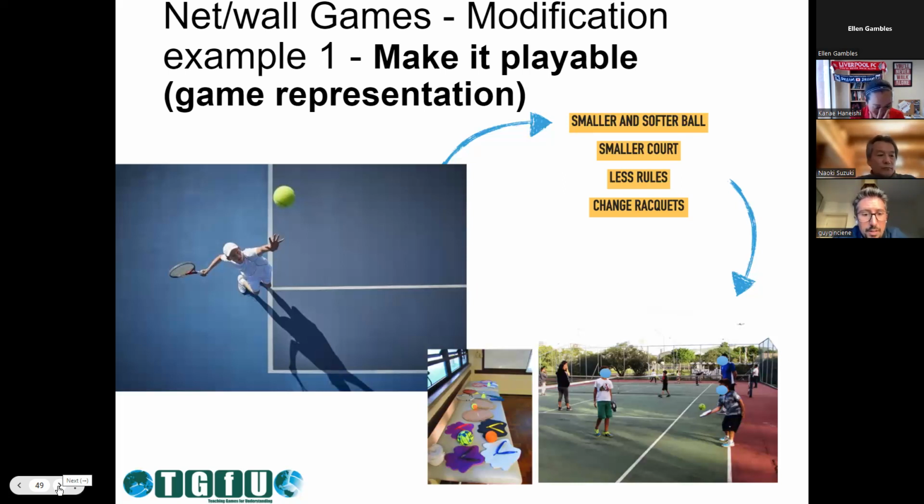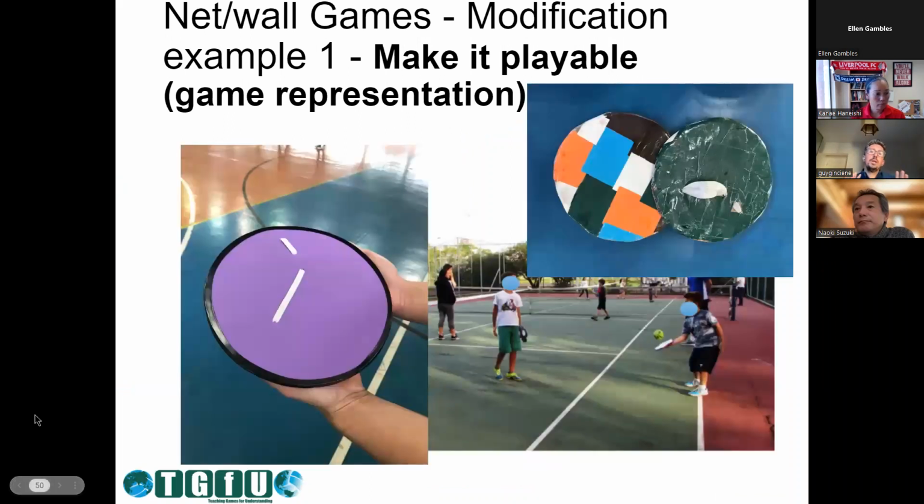I can modify the equipment, such as an adapted racket. The picture here shows a racket made of cardboard, which we call here a hand racket. It looks like a palm and makes it easier for the kid to hit the ball. And the kid could use both hands. So this is an example of what we did here with the students.